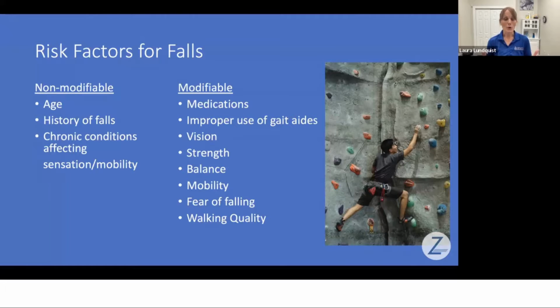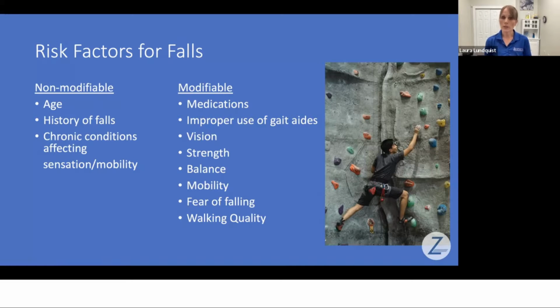And those strategies, of course, address the different risk factors for falls. So whenever we're looking at risk factors for any issue, we typically divide them into 2 different categories. The first is non-modifiable, or things that we don't have the ability to change. And then the second is modifiable, or things that we can change. So in the non-modifiable end of things, when it comes to falls, we know that age is a risk factor. So the older we get, the more likely we are to sustain a fall. We know that a history of falls is a really big risk factor. So if you've already had one fall, you're at higher risk for having another.